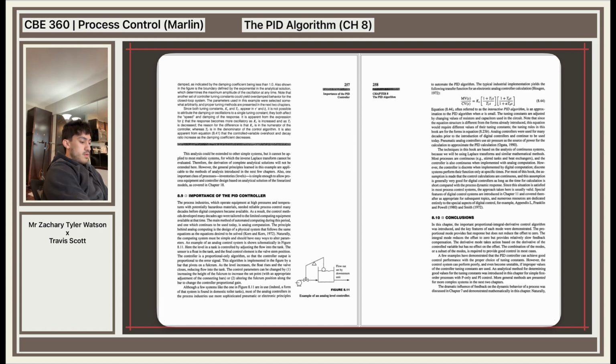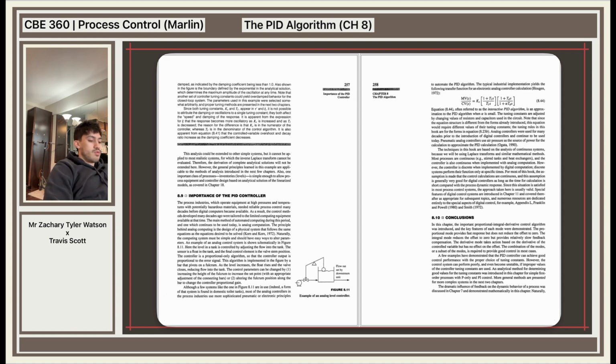The combination of the modes, or a subset of modes, is required to provide good control performance. A few examples have demonstrated that the PID controller can achieve good control performance with the proper choice of tuning constants. However, the control system can perform poorly and even become unstable if improper values of the controller tuning constants are used. An analytical method for determining good values of the tuning constants was introduced in this chapter for simple first-order processes with proportional only controller and proportional integral control. And more general methods are presented for more complex systems in the next 2 chapters.